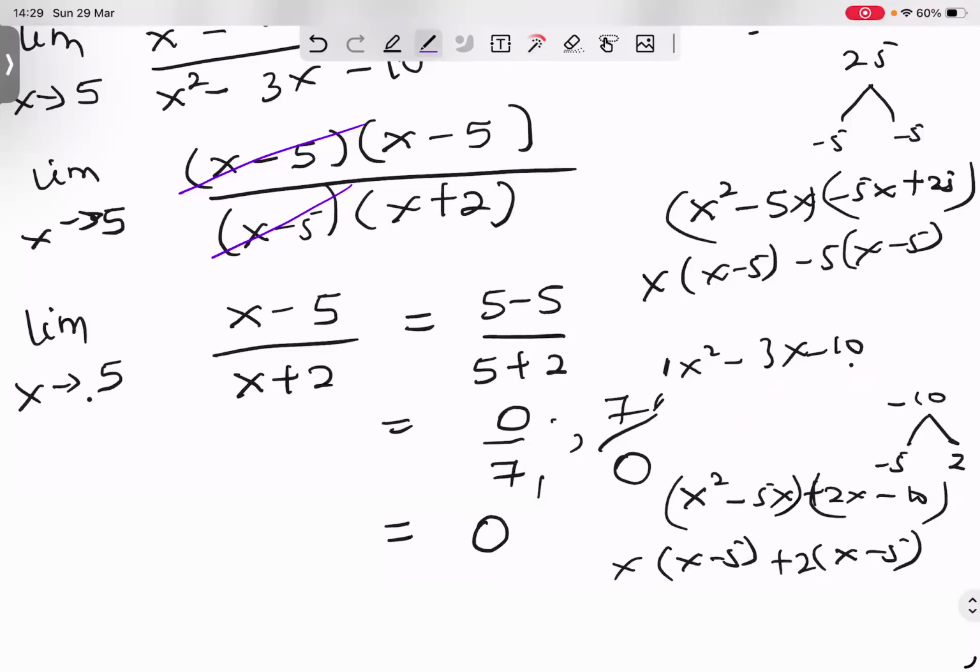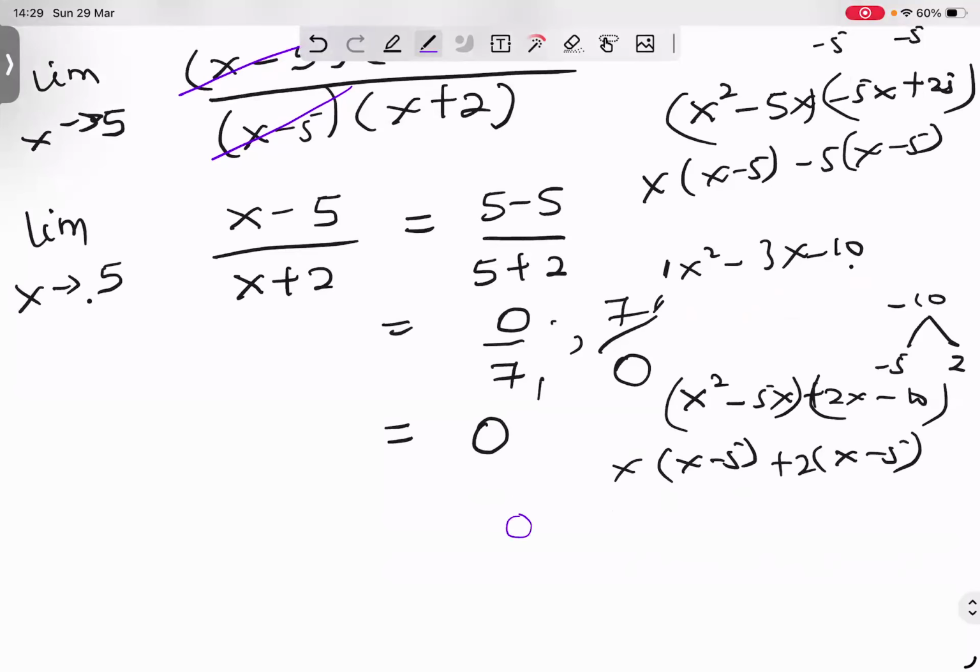And if the fraction is 0 over 0, this means you have 0 people and 0 cedis. Determine how much each person will get. You cannot determine this because there's no money and there are no people to share the no money. Therefore, 0 over 0 is said to be indeterminate.